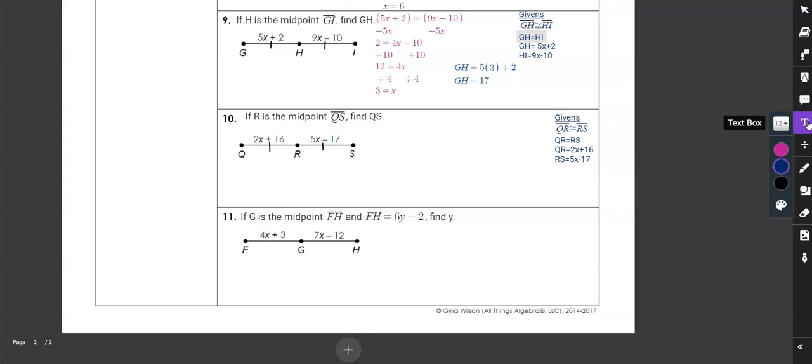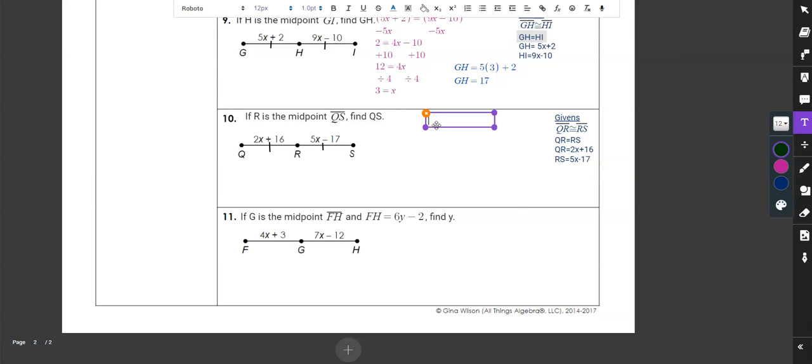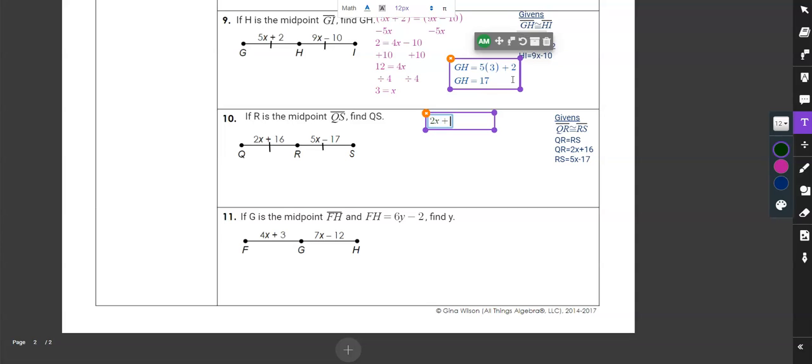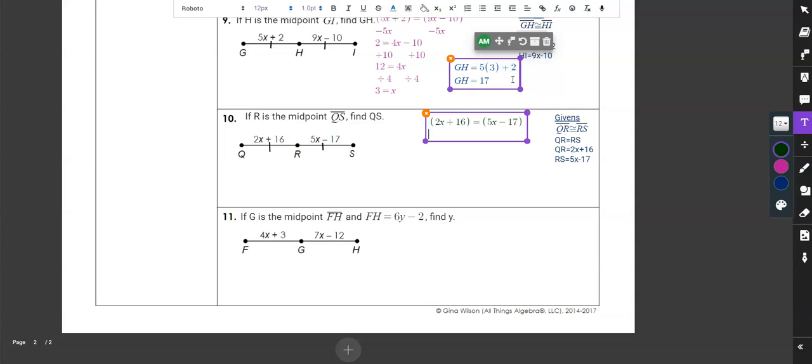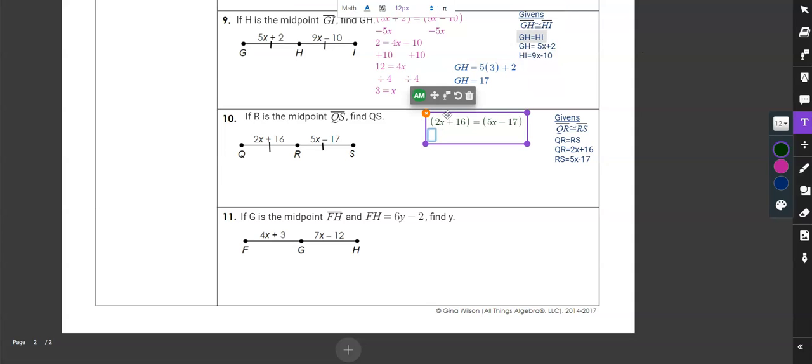Again, we already have our equation while we were listing what we already knew. And so therefore, we can go ahead and solve for x first. So we have 2x plus 16. And that's going to be a substitution, so let's go ahead and do that. It's going to be equal to 5x minus 17. We are going to combine like terms, and I'm going to subtract the 2x from both sides to maintain positive x's. So I'm going to say subtract 2x.